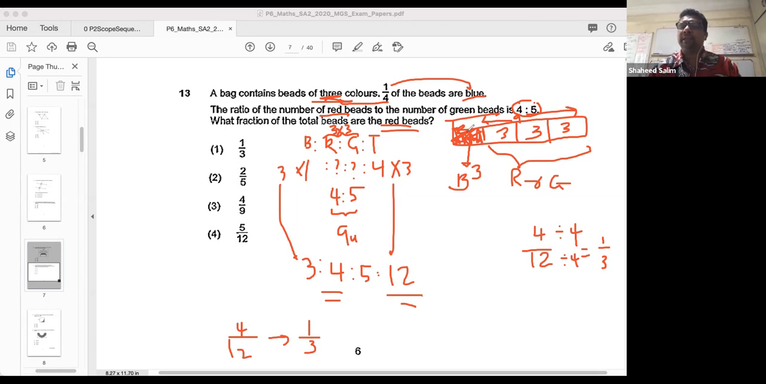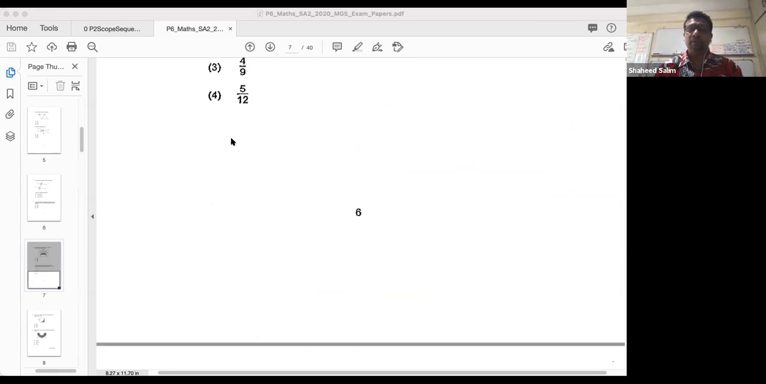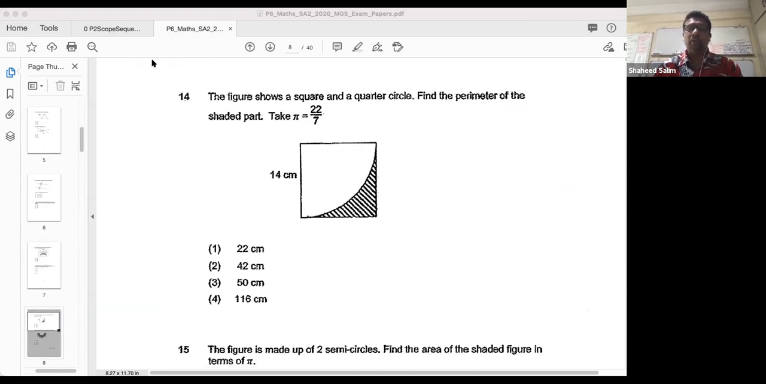Once you get this, it's very easy. The number of red bits, they give you down here, 4. Total is 12. So 4 over 12, you reduce, you get 1 over 3. Okay, I hope you get it. You try this one.